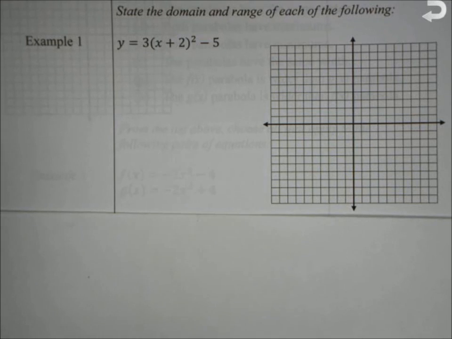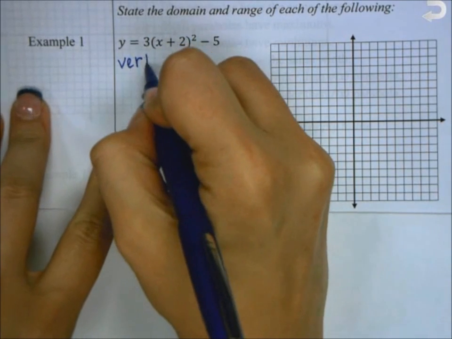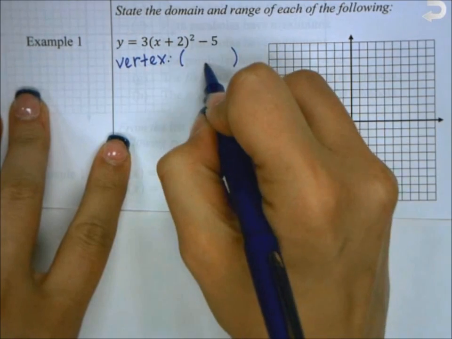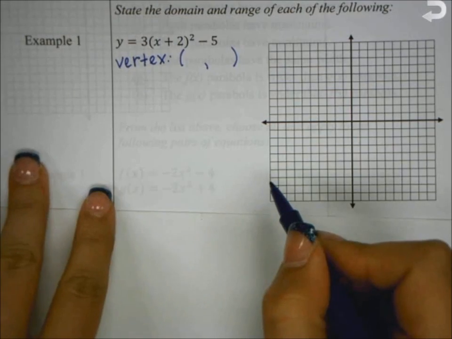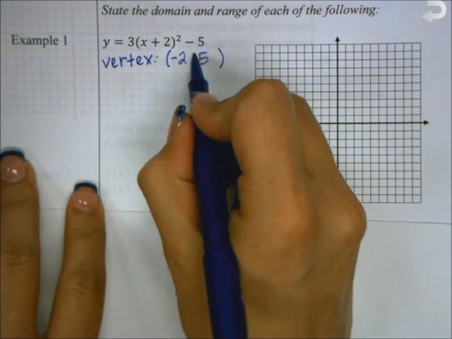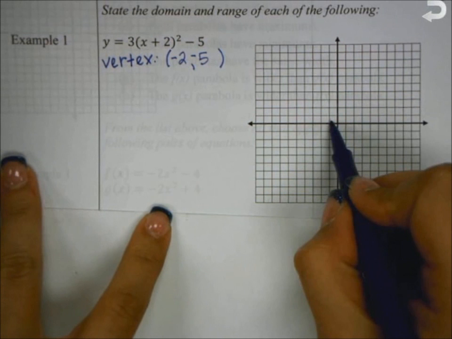My vertex is an x and a y value. What is it? -2, -5. Excellent. Okay, so let's graph that first. -2, then 1, 2, 1, 2, 3, 4, 5. I'm going to label it -2, -5.